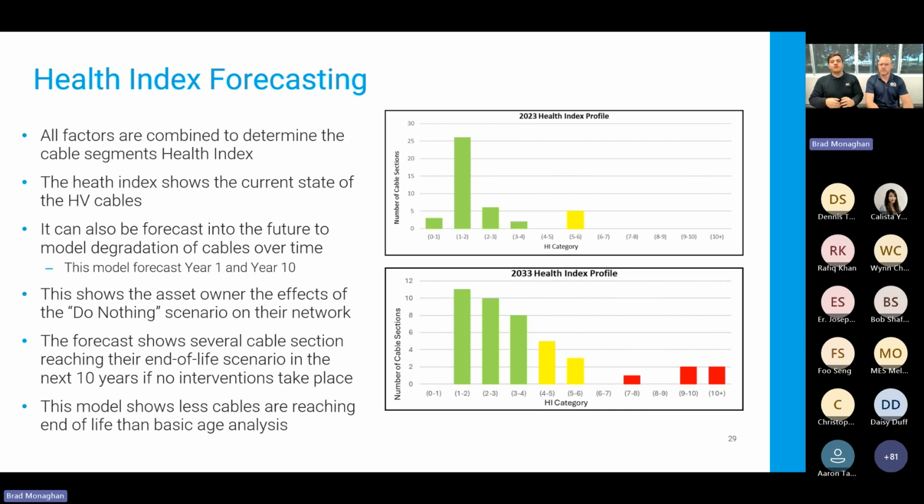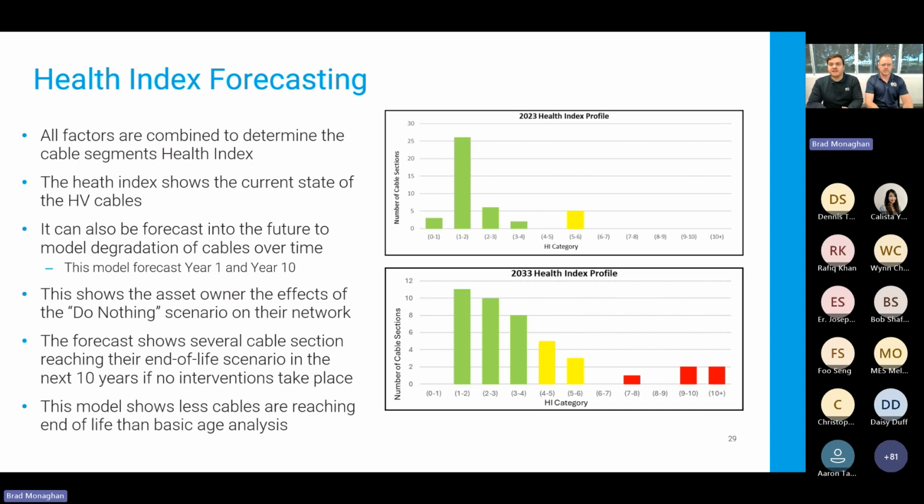But we know lots about HV cables, and the models know the degradation rates. So what we can actually do is take their current health and forecast that into the future and say, well, what will it look like if I just leave this as is? If these degrade naturally, what will it look like? And you can see in 10 years, there start to be a couple of outliers that are really moving into that severely degraded area of their life cycle.